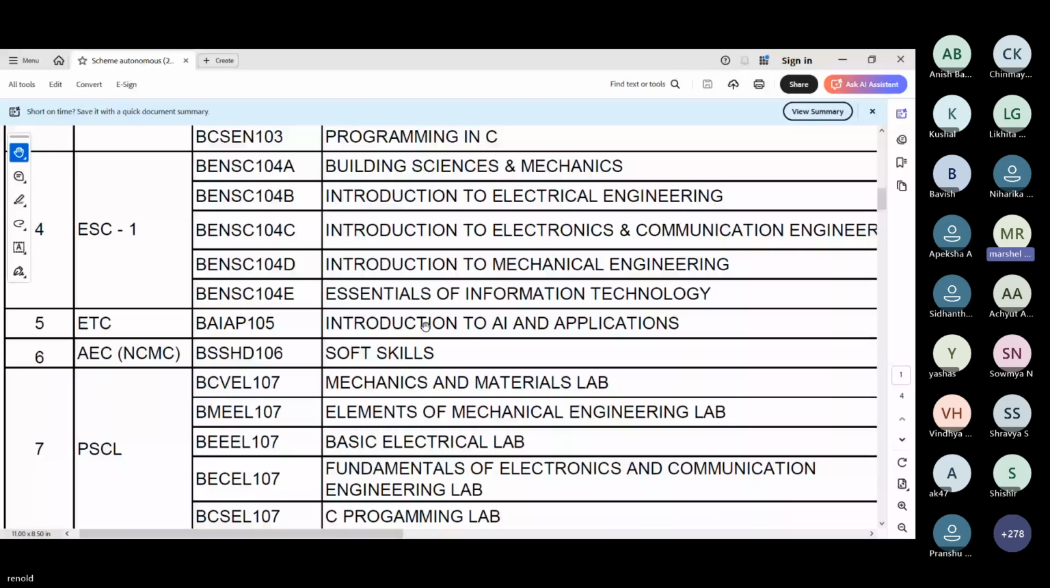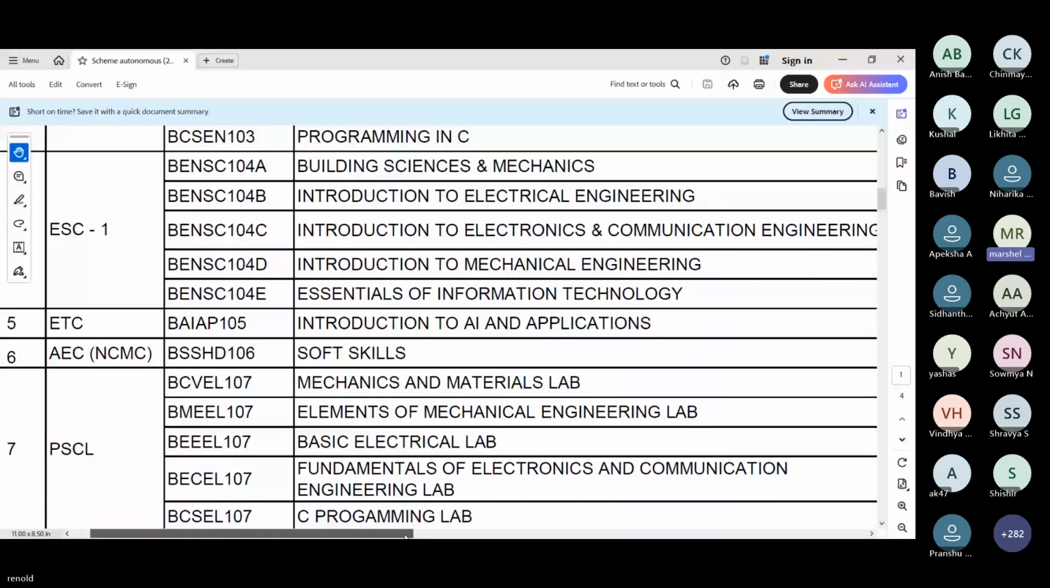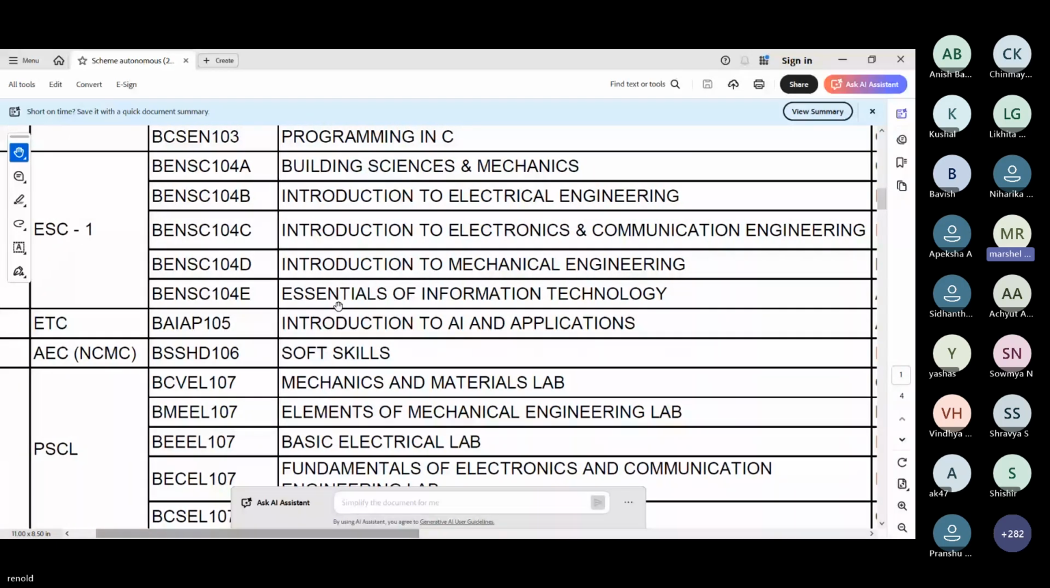Now in this session, we are going to explain what is ESC, how you are supposed to choose an ESC subject, and what the credentials or criteria are to choose an ESC subject. For that, let me start by introducing the ESC subjects you have. As you can see on the screen, you have these five ESC subjects labeled as ESC 1.